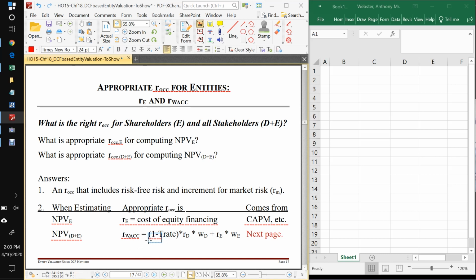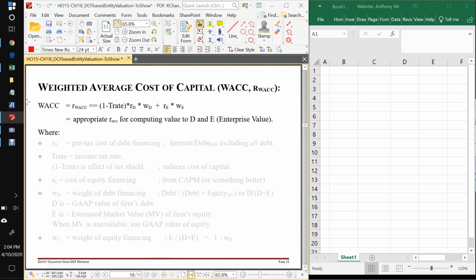We have a formula here for the weighted average cost of capital, and it looks like this: one minus the tax rate quantity times all this other stuff, which I'll explain in detail on the next page. So here we are on the next page, okay? We're using this discount rate, our weighted average cost of capital, when we're valuing a firm for debt holders and shareholders. And what's that? That's when we're getting the enterprise value of the firm.